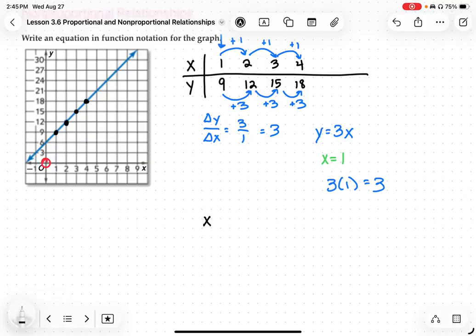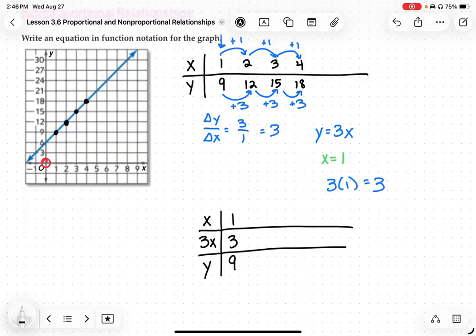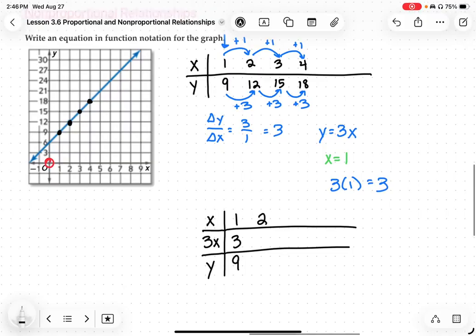So let's make a table here. I want to make an x column, or row, I guess. I'm going to make a row for what it would be if my equation was 3x, because that's what I thought my equation was going to be. And then I'm going to make a row for what y actually is. So when x is 1, 3x is 3, but the actual coordinate is 9. So my equation I know is wrong, because my equation y equals 3x says that it should be 3, but it's actually 9.